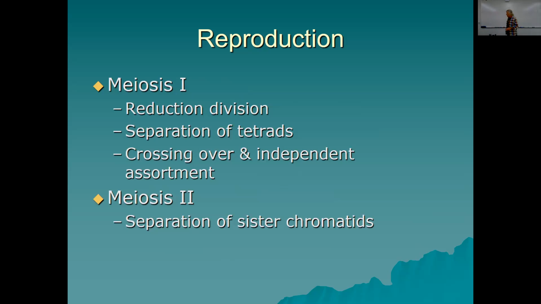Okay, reduction division divides the number of chromosomes in two. Separation of tetrads. Tetrads are two homologous chromosomes next to each other. In the first phase of meiosis, called prophase 1, tetrads form. Homologous chromosomes find each other. How they do that, I don't know, but they find each other and they go right next to each other. That's called a tetrad.